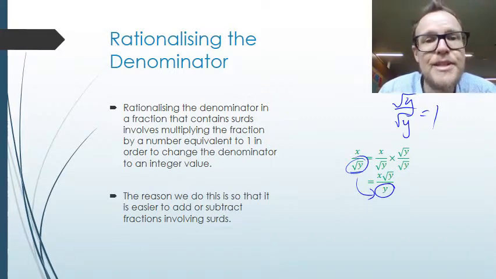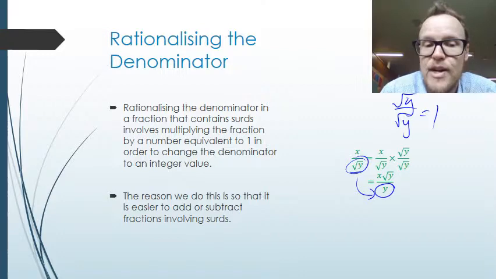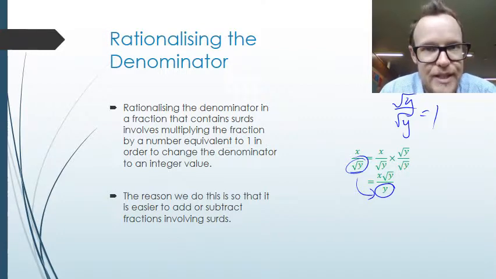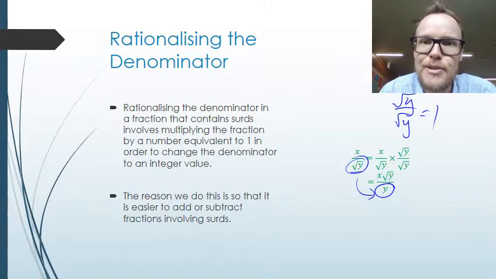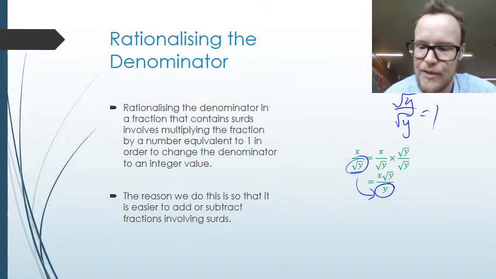Now the reason we do this is so that it's easier to add or subtract fractions involving surds. It's very difficult to find common denominators when we're adding and subtracting surds. And to be honest, in this day and age when we've got computers, it's not so big a deal, but in the past it was very, very important when a lot of calculations needed to be done by hand or with slide rules and things like that, to make it easier to see and easier to compare these different fractions.